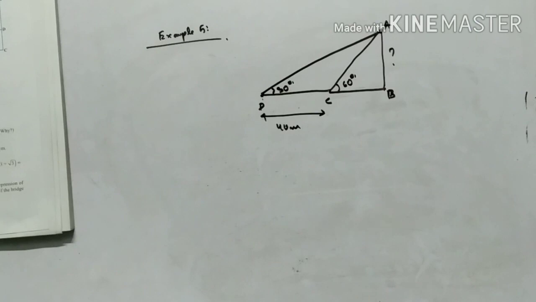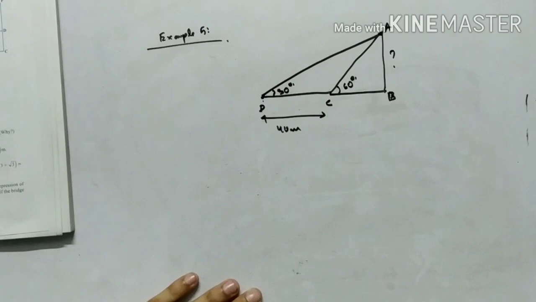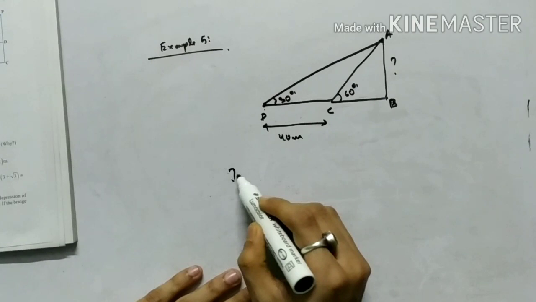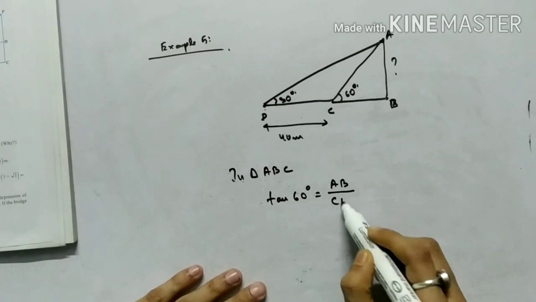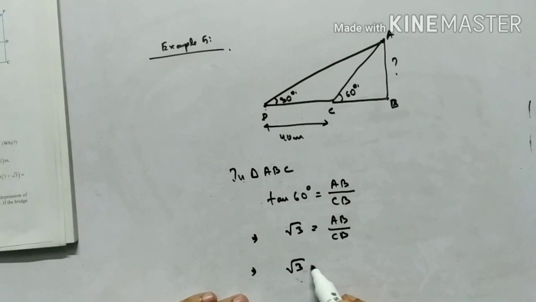So now in here you see, first of all I will take this triangle. In triangle ABC, I will use the tan function. Tan 60 degree is equals to AB by CB. I will get tan 60, it is root 3, is equals to AB by CB. So root 3 CB is equals to AB. This is our equation 1.